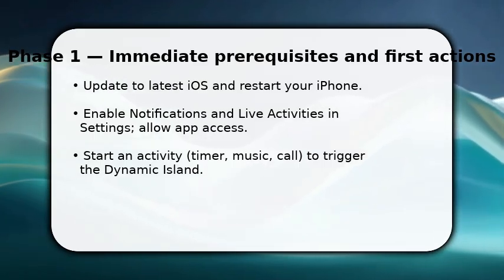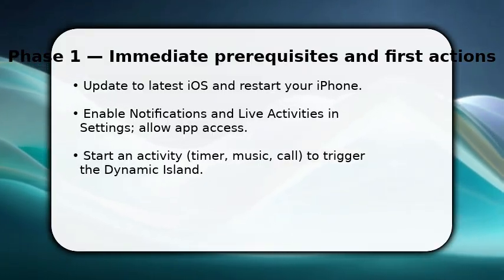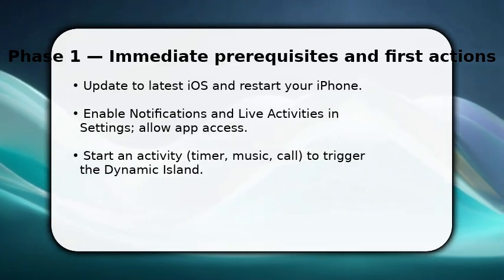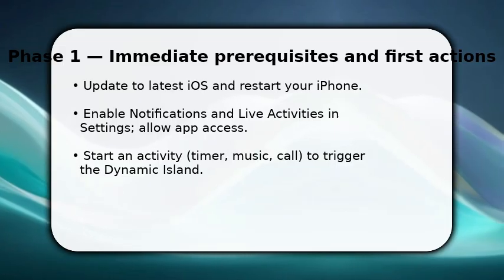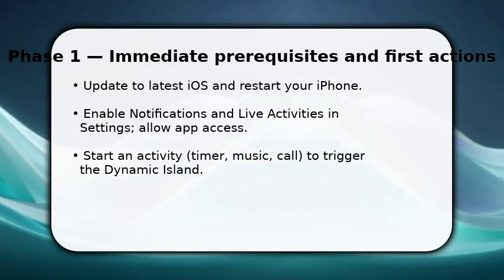Now, trigger a source: play music, start a timer, or receive a call, and watch the top area transform into the Dynamic Island. You do this because the system maps those live events into a compact interactive zone. It's the first step to using gestures and quick controls.